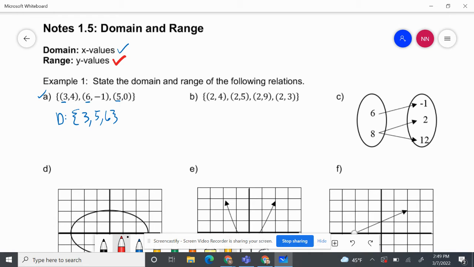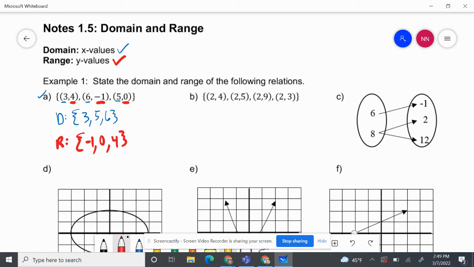Now for the range, what we're going to do is look at our y values, 4, -1, and 0. Once again, when we're looking at it, what we want to do is we want to put them in numerical order. So -1, 0, and 4.